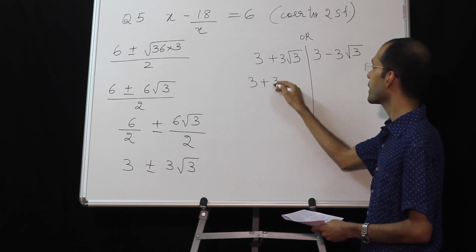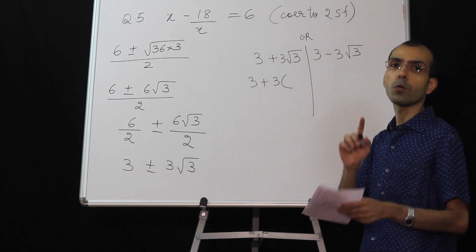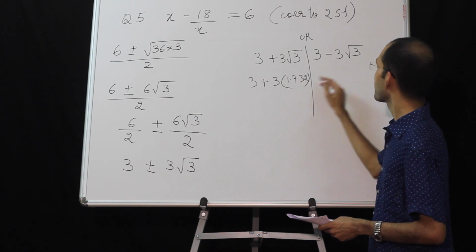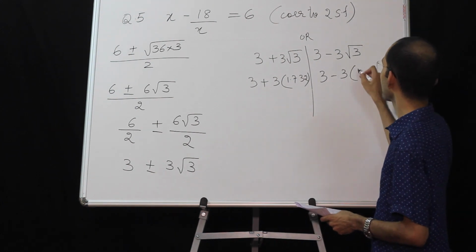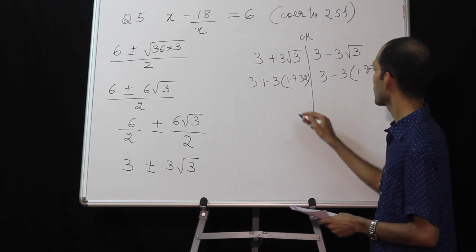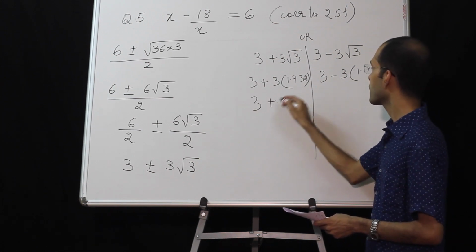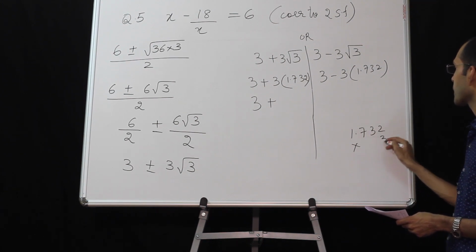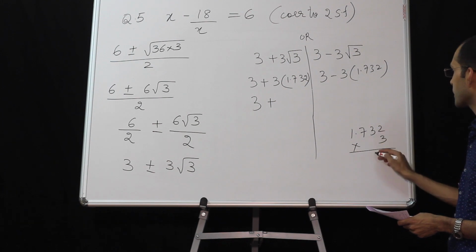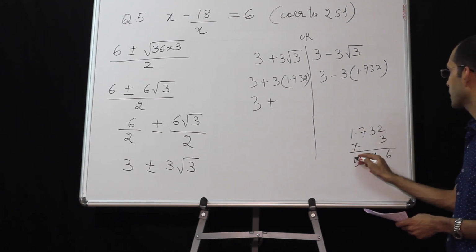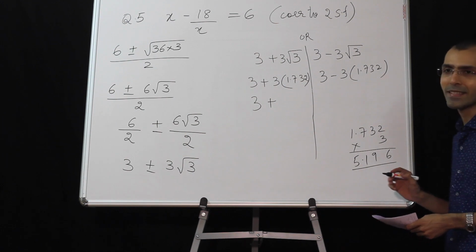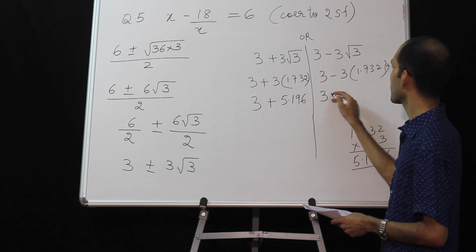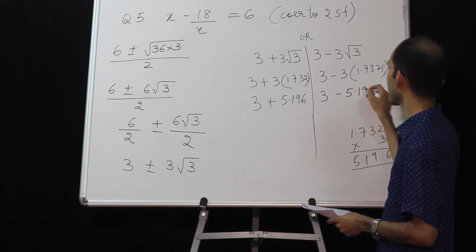So 3 plus 3 into root of 3, how much? 1.732. And here 3 minus 3 into 1.732. So this will be 3 plus, let us multiply 1.732 into 3. 3 2s are 6, 9, 5.196. This is 3 plus 5.196 or 3 minus 5.196.